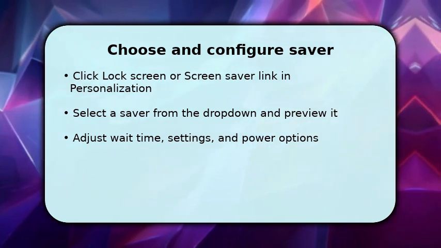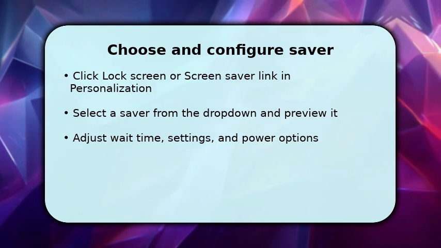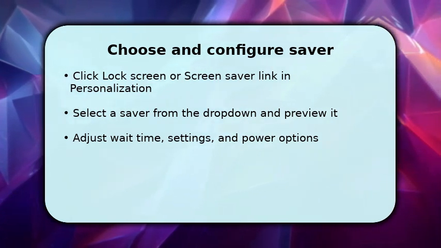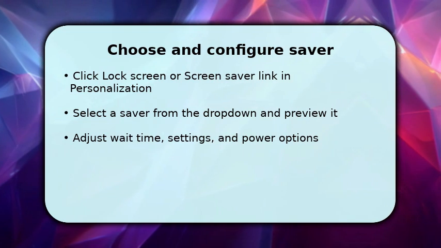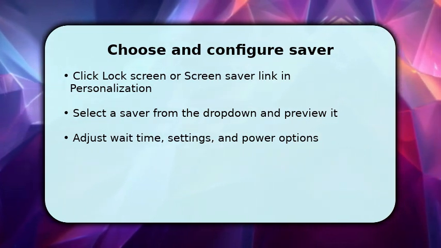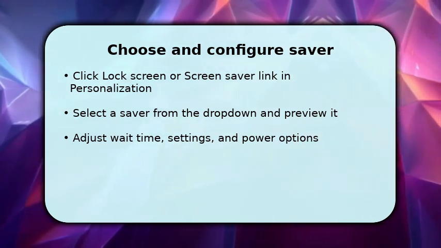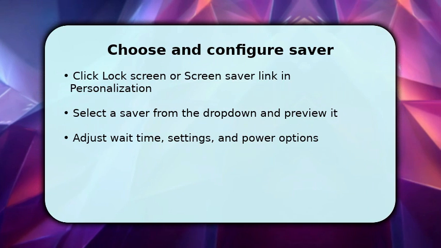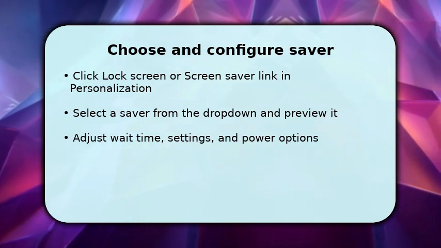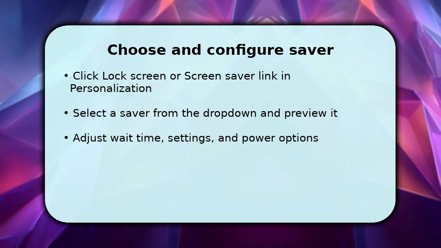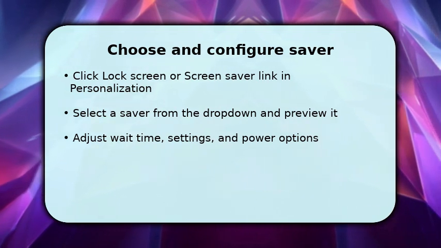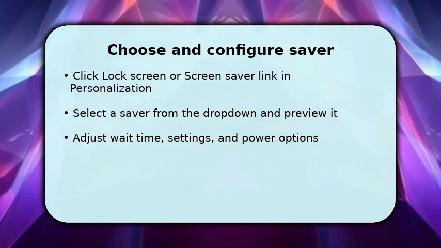Choose a saver from the drop-down, then hit Preview to see how it looks and ensure it's not resource-intensive. Once satisfied, adjust the wait time and any specific settings, like images, slideshow folders, or animation speed, and make sure power options won't interrupt the saver. These steps tune appearance and performance before you finalize the change.